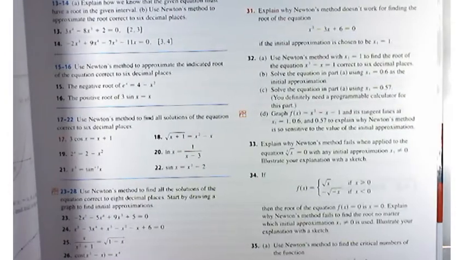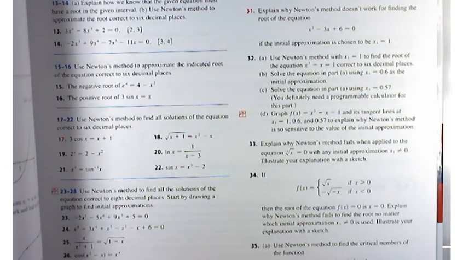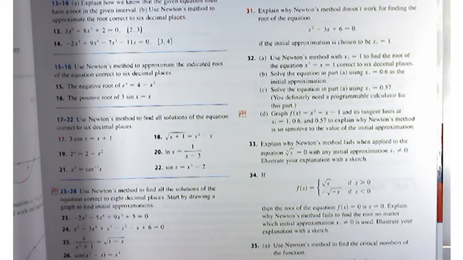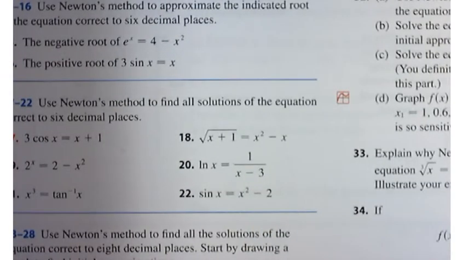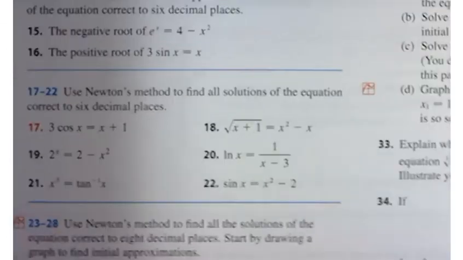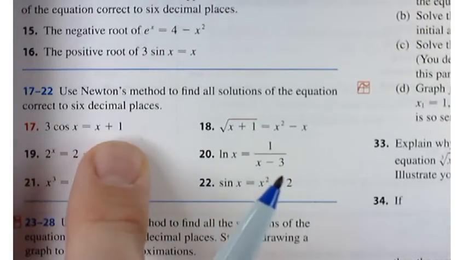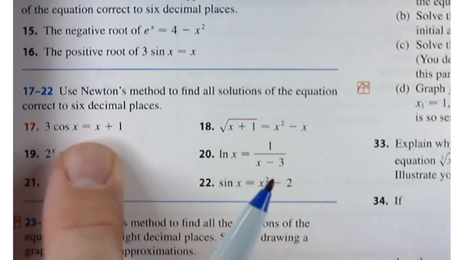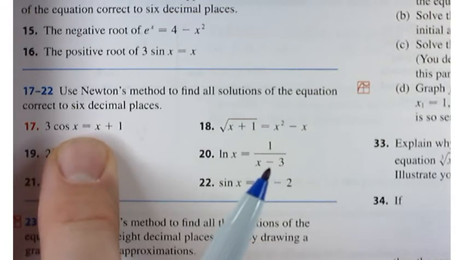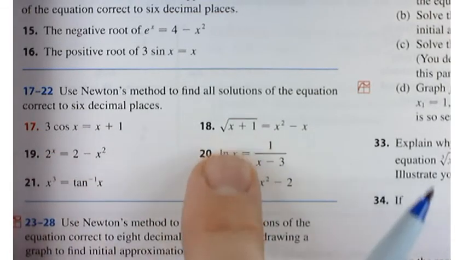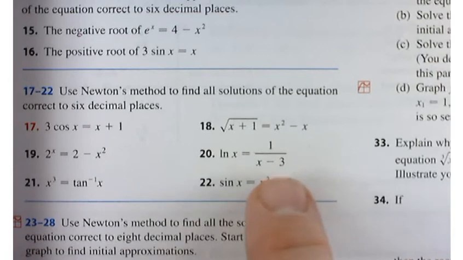Now, typically speaking, Newton's method is used to find where something equals 0, but you could also use it to solve where two things are equal to each other. I think we did one like this in class the other day. This is section 4.8, so it's on page 349.